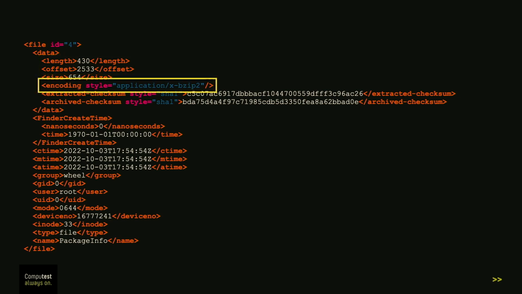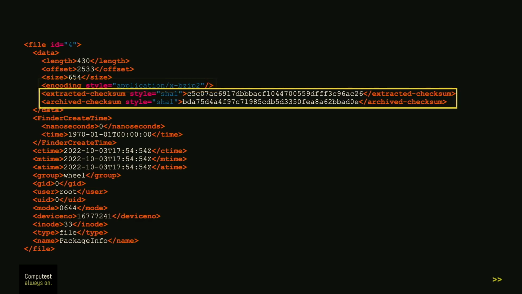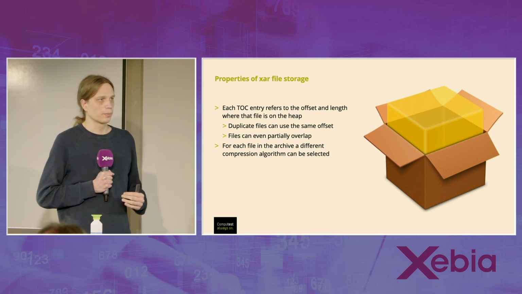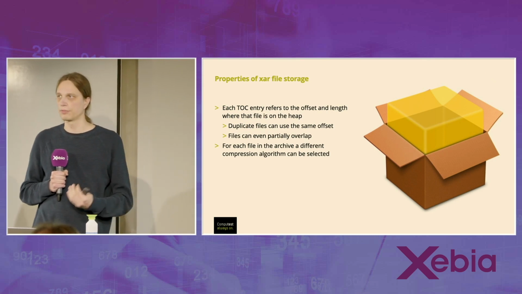And there's also an encoding. So in this case, this file is bzip2 compressed. And there are these checksums. So both the compressed and the non-compressed checksum are included here. And as you can see, there's also a different size. Size is different than length. Size is after decompression. So each entry in this XML document refers to where that file can be found on the heap.